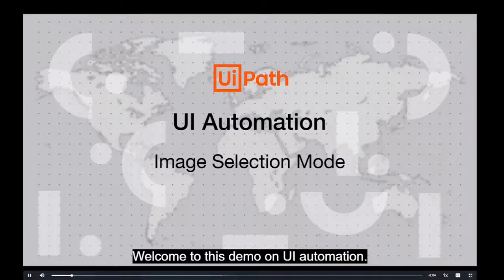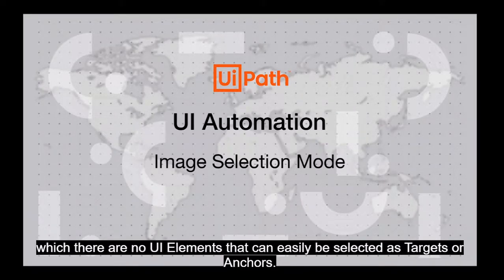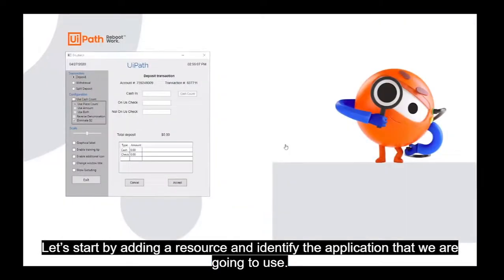Welcome to this demo on UI automation. This video is about image selection mode and how it could help us in situations in which there are no UI elements that can easily be selected as targets or anchors. Let's start by adding a resource and identify the application that we're going to use.